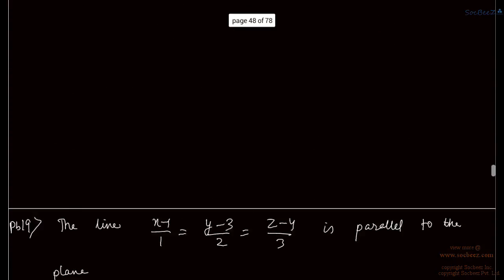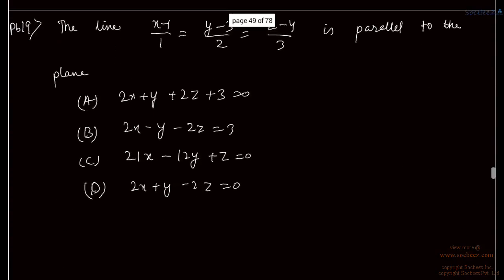Now moving to the next question. We have a line (x minus 1) upon 1 is equal to (y minus 3) upon 2 is equal to (z minus 4) upon 3, which is parallel to the plane. So we have to see which of the planes is parallel to this line. That means we have to check which of the normal vectors of the planes is perpendicular to this line, right?